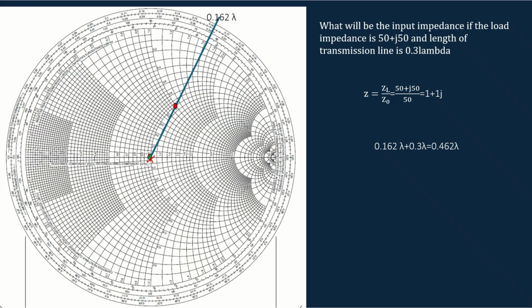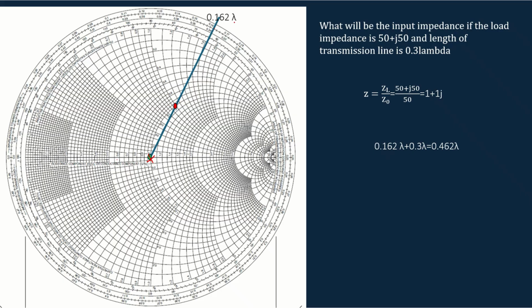And here you can see one value, because this point is 0.162 lambda. So this is the corresponding wavelength for this load impedance. So you have to note this value. This is the second step: find out the wavelength corresponding to this load.